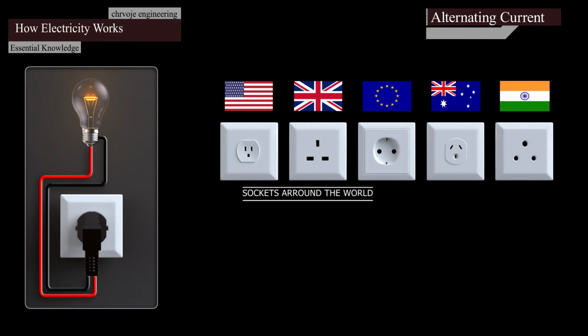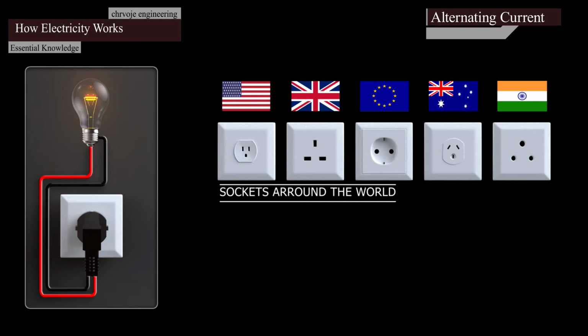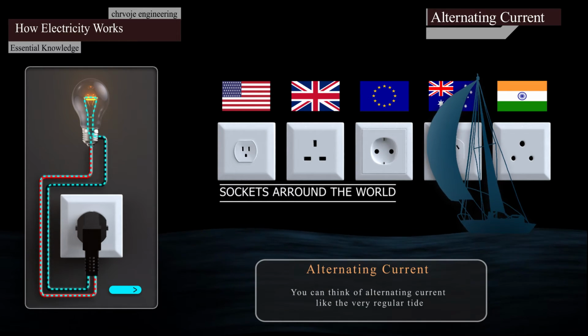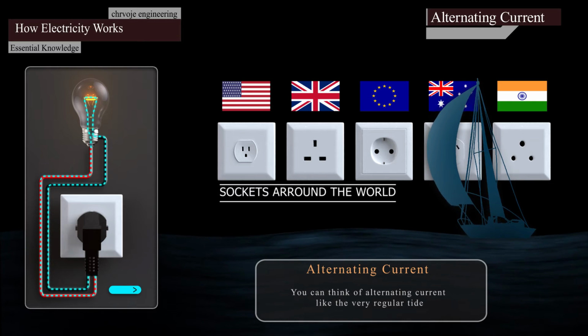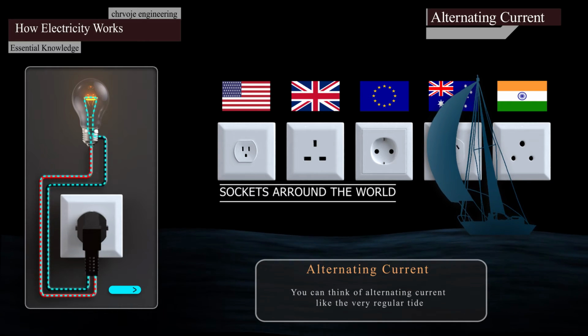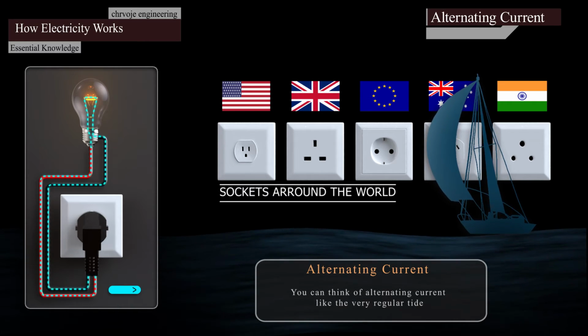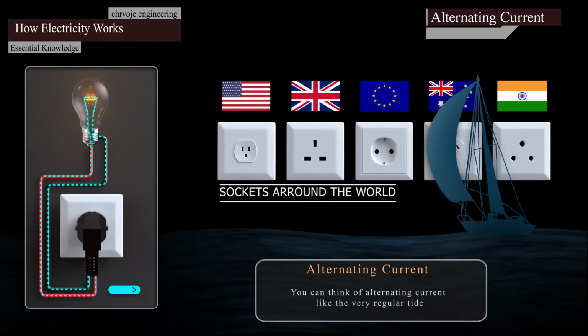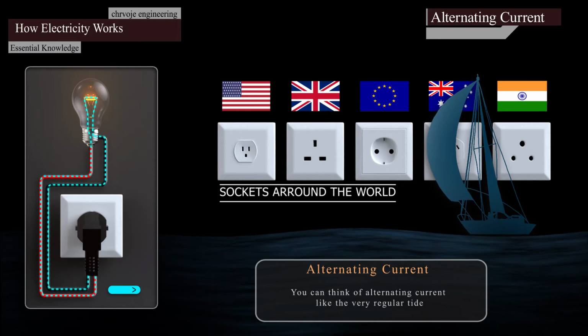The other type of electricity is AC, or alternating current. This type is what you'll get from the outlets in your homes and places of work. With this type of electricity, the electrons within the electric wire constantly reverse direction, and electrons flow forwards, backwards, forwards, backwards. You can think of alternating current like the very regular tide, flowing from nil up to maximum in the positive, then flowing back to nil, and then flowing up to maximum in the negative, and then returning to nil again. This pattern is repeated forever.